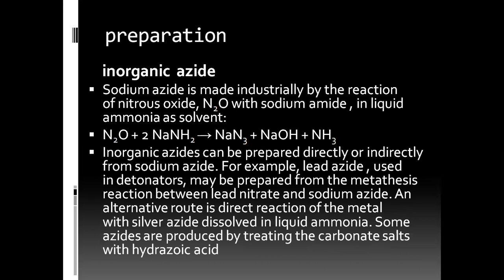Preparation of azide. First, I discuss inorganic azides. Sodium azide is made industrially by the reaction of nitrous oxide with sodium amide in liquid ammonia as solvent. Inorganic azides can be prepared directly or indirectly from sodium azide. For example, lead azide used in detonators may be prepared from the metathesis reaction between lead nitrate and sodium azide. An alternative route is the direct reaction of the metal with silver azide dissolved in liquid ammonia. Some azides are produced by treating the carbonate salts with hydrazoic acid.